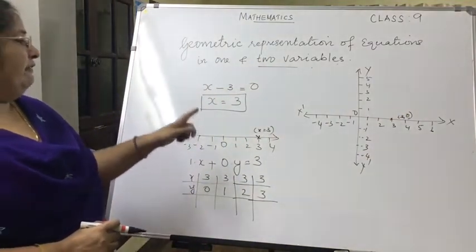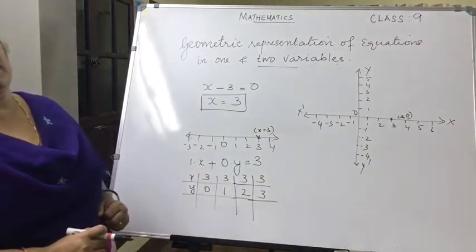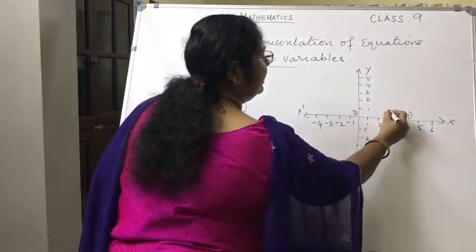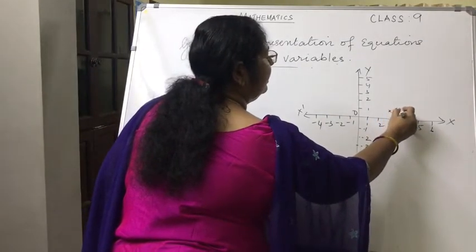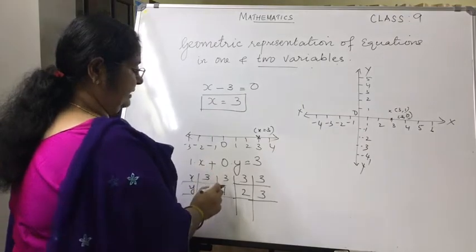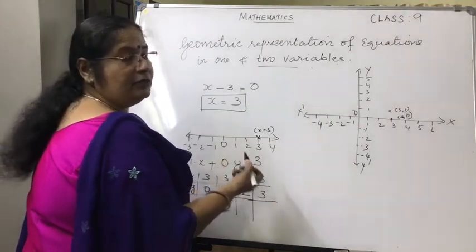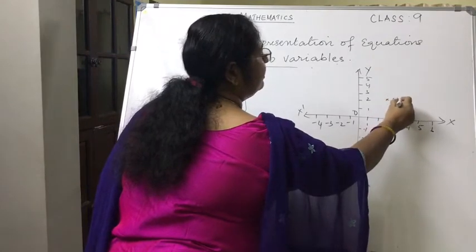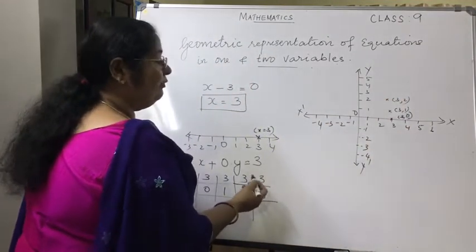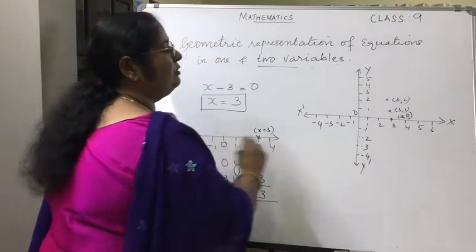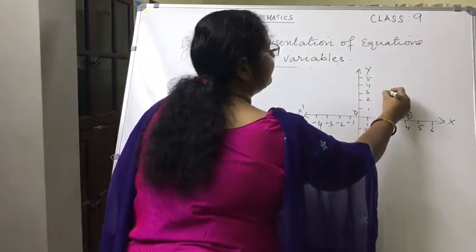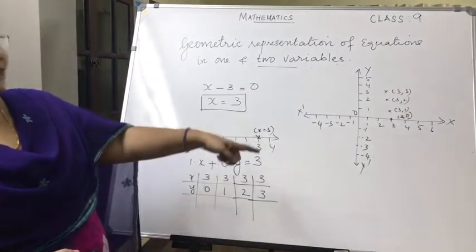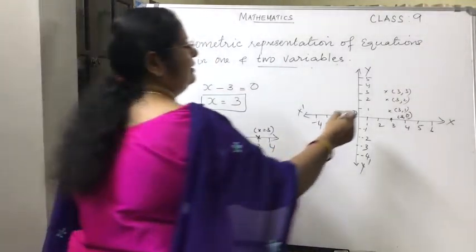Now next step. When x is 3, y is 1. Where is that point? This is the point (3, 1). Next step. When x is 3, y is 2. The point is here, (3, 2). Next step. When x is 3, y is also 3. This is the point (3, 3). Now look at the graph. Let us join this.